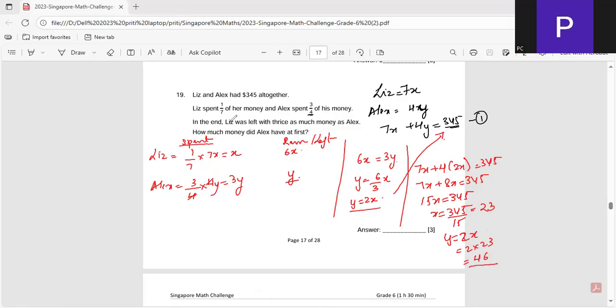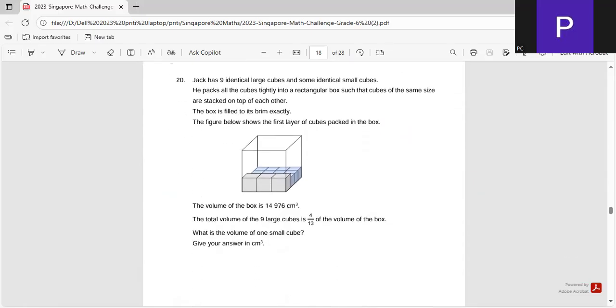Now they're asking how much money did Alex have? So Alex had 4y. So we do 4 into 46, which is $184. So how much money Alex had? $184. Let's move on to the next question.